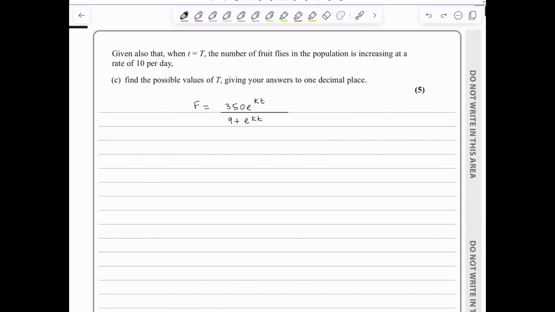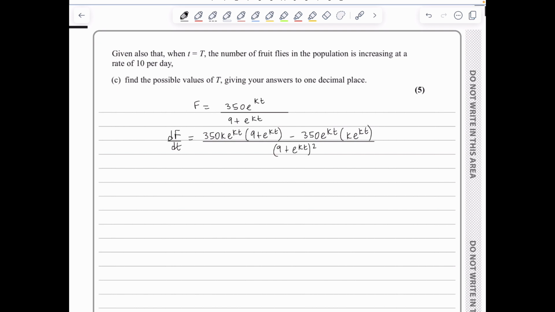And I will start by finding the derivative, so df dt. So this is the quotient rule of differentiation here. I differentiate the top to get 350k e to the kt, and I keep the bottom of 9 plus e to the kt, minus I keep the top of 350 e to the kt, and I differentiate the bottom, which gives me k e to the kt, and all of it over the bottom squared, so (9 plus e to the kt) all squared.